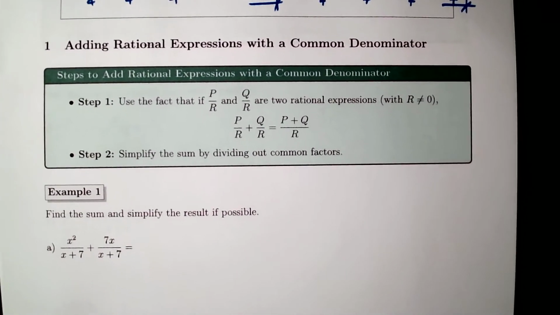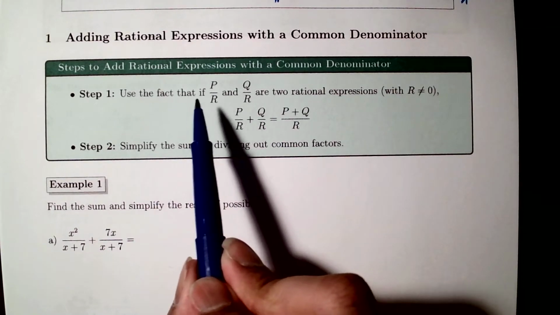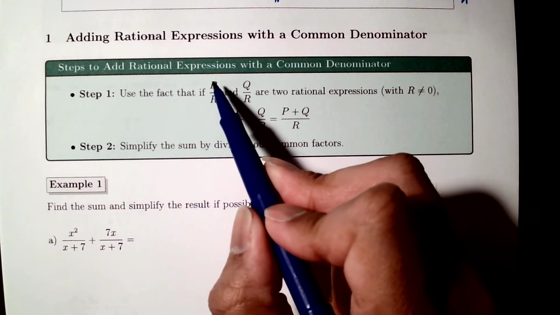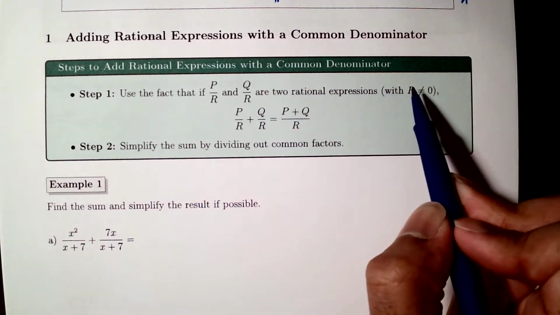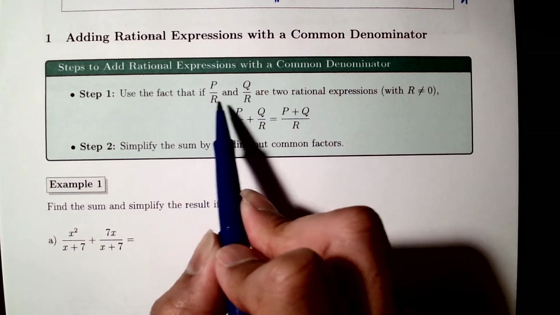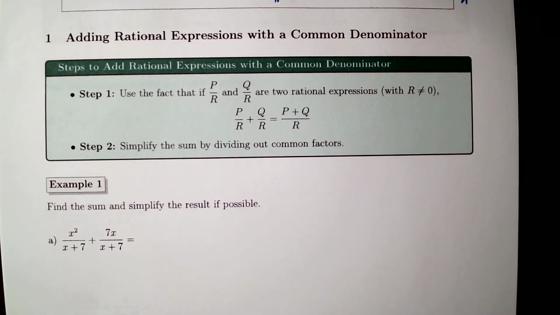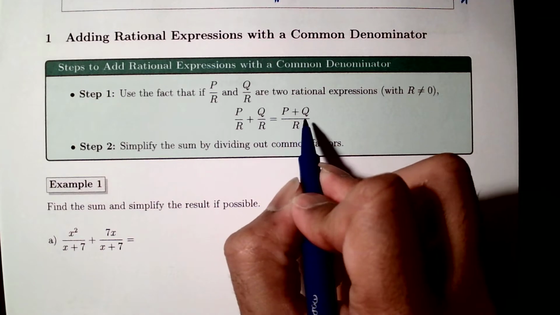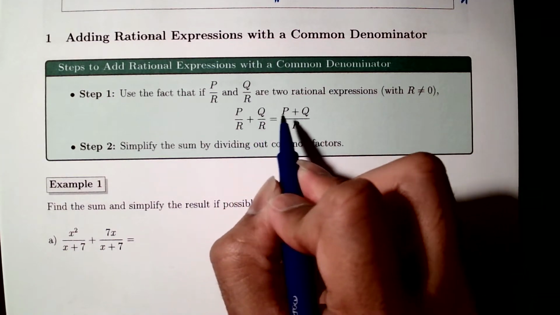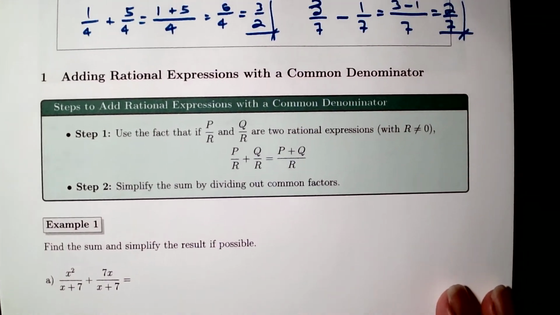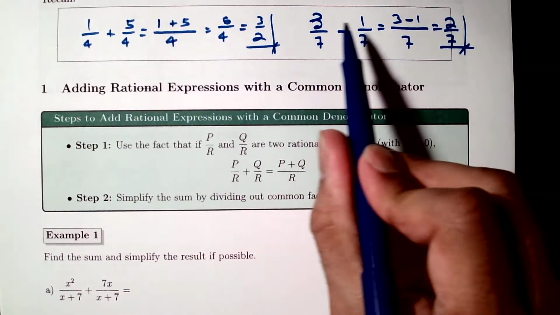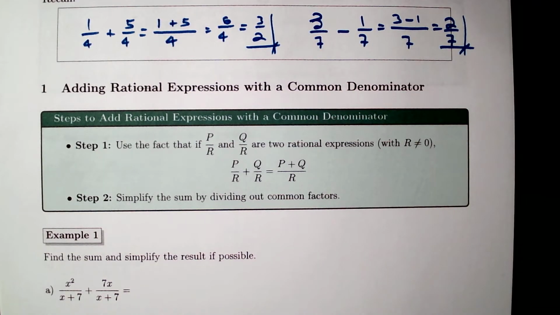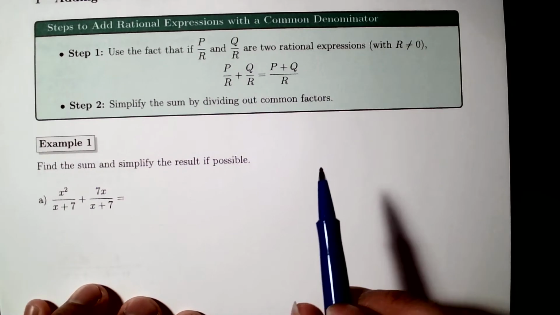So let's look at the definition. Consider the fractions p over r and q over r, in which r cannot be 0, because if the denominator is 0, then we have an undefined expression, as we went over in the previous couple of sections. Then, to combine them, p over r plus q over r, just bring the denominator and add the numerators, which is exactly what I did at the top of the page with the numerical examples.